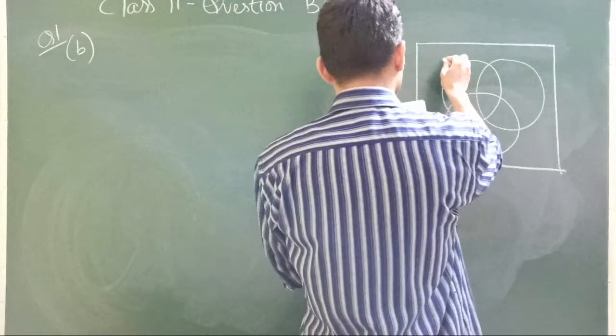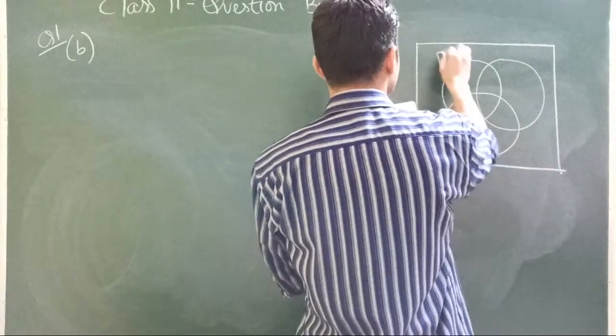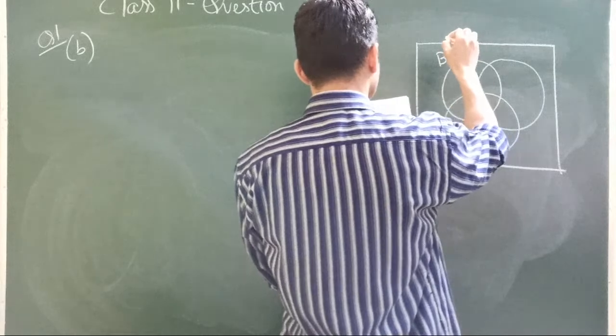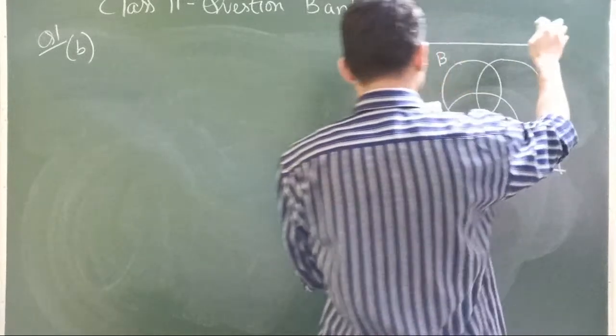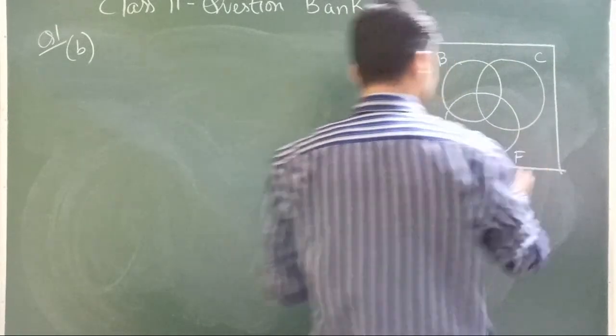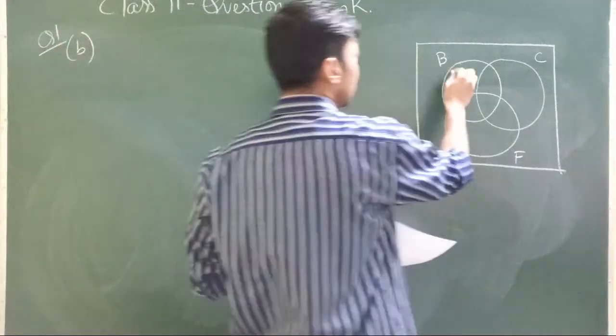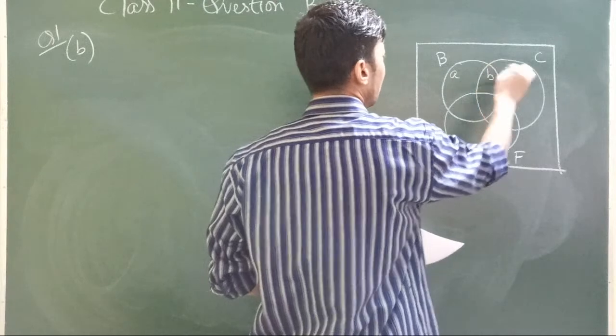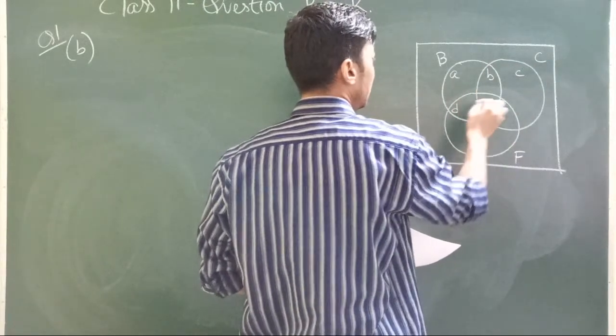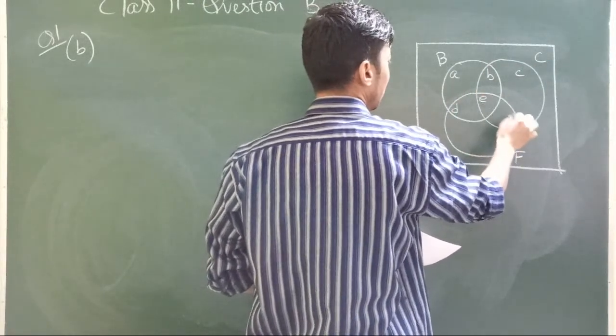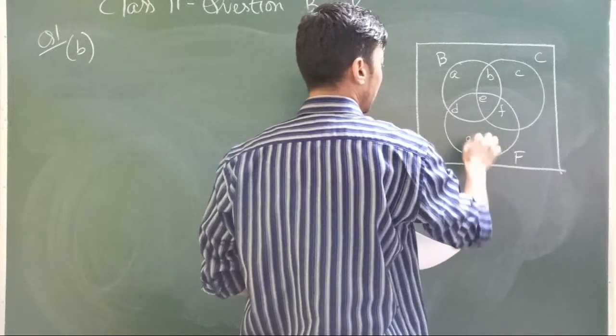So I'll just write as per the letters, that will be easy for us. Basketball, cricket, football. And then I'll use some letters within the bounded regions. That is letter A, B, C, D, E, F and G.